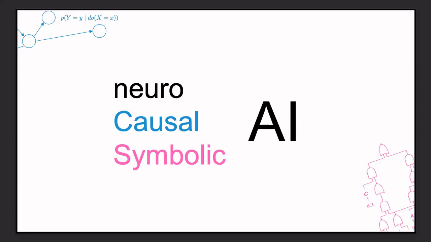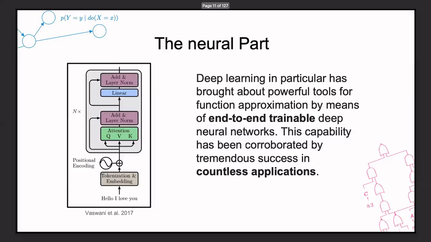So if you go into the neural part, what I've taken here is the Vaswani et al. paper, this attention paper, right? The transformer and the pre-trained transformer for ChatGPT, for GPT-4. I mean, it's all over the news. And it really goes on to show again that we can have these monolithic approaches, these end-to-end trainable things, which enable incredible function approximation on a scale that we cannot fathom, right?